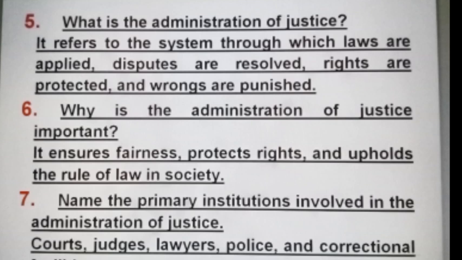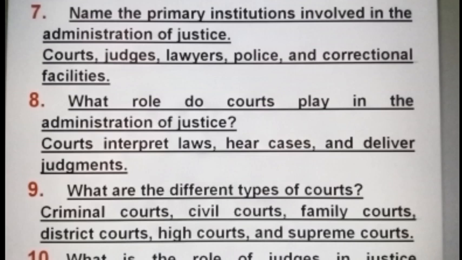Name the primary institutions involved in the administration of justice. Courts, judges, lawyers, police, and correctional facilities. What role do courts play in the administration of justice? Courts interpret laws, hear cases, and deliver judgments. What are the different types of courts? Criminal courts, civil courts, family courts, district courts, high courts, and supreme courts.